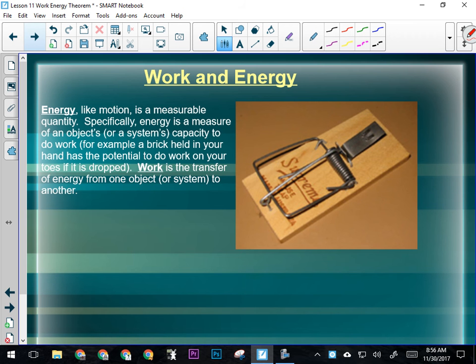All right. So energy, just like motion, is a measurable quantity. We had trouble measuring it initially because it wasn't something you could fill a cup with, or measure with a ruler. But we can measure it, and calculate it by measuring other things to an extent. Specifically, energy is a measure of an object or system's capacity to do work. That's what energy is. If you have energy, you can do work. And then work is the transfer of energy from one object or system to another.